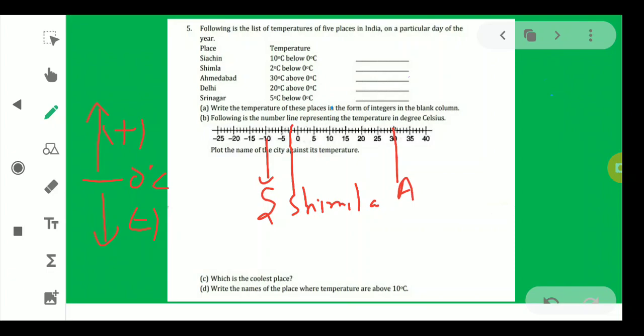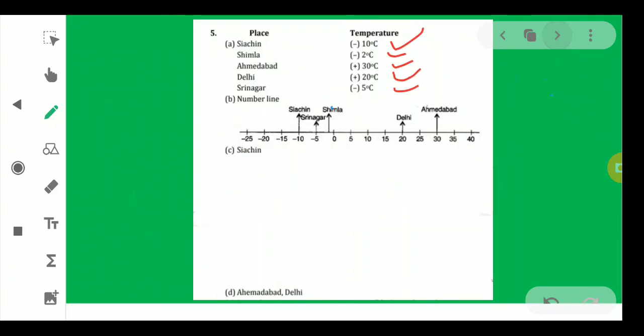Then Delhi is 20 degrees Celsius above 0. So on the number line this is 20. So this will represent Delhi. Srinagar is 5 degree below 0. Again a negative one. So this is minus 5. So it will be Srinagar. So on the number line we can represent this way. You can see properly here also. So Ahmedabad 30, Delhi 20, Shimla minus 2 degrees Celsius, Srinagar minus 5 and Siachen minus 10.